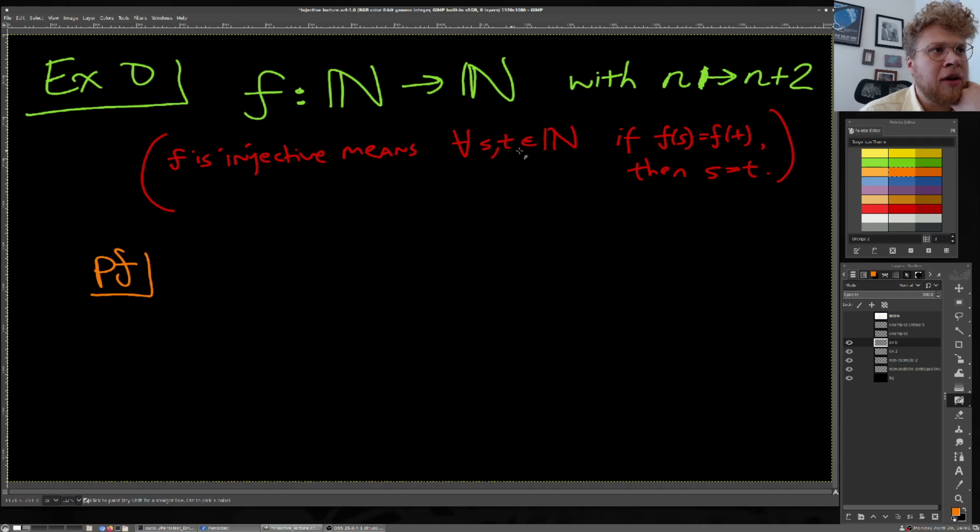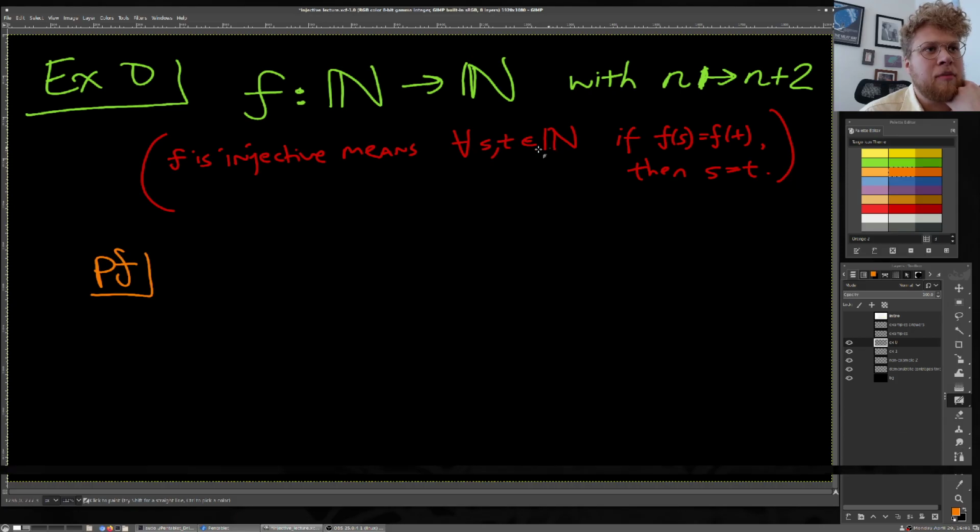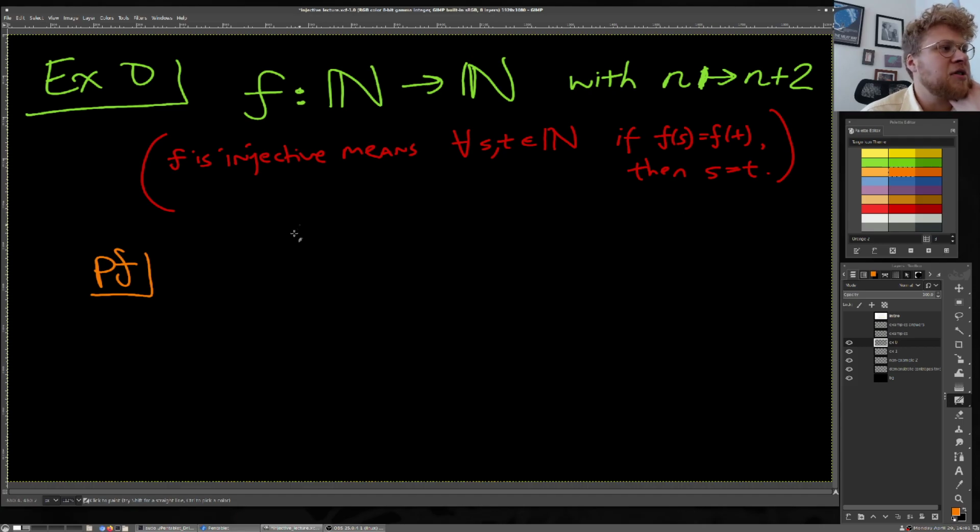Well, pick 2 and then show that this is true. If our choice is arbitrary, meaning we're not saying anything in particular about the S and T that we pick, and we can show that this always needs to be true no matter what S and T we pick, then we've proved it's injective.